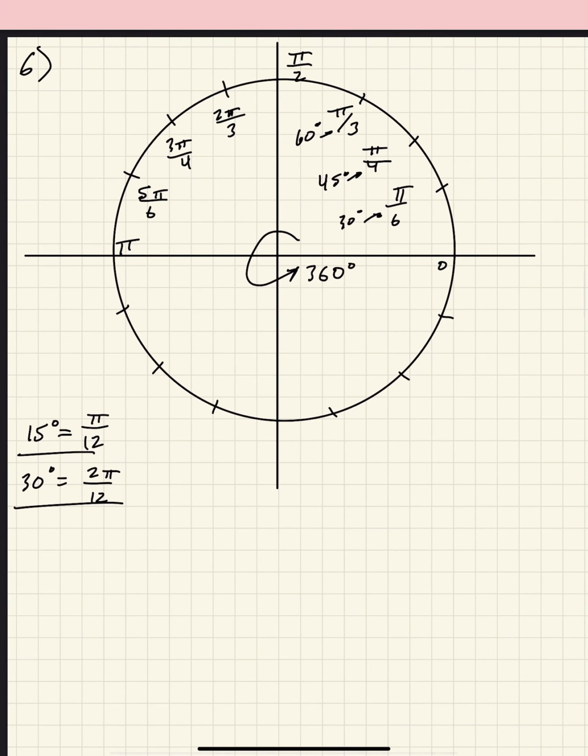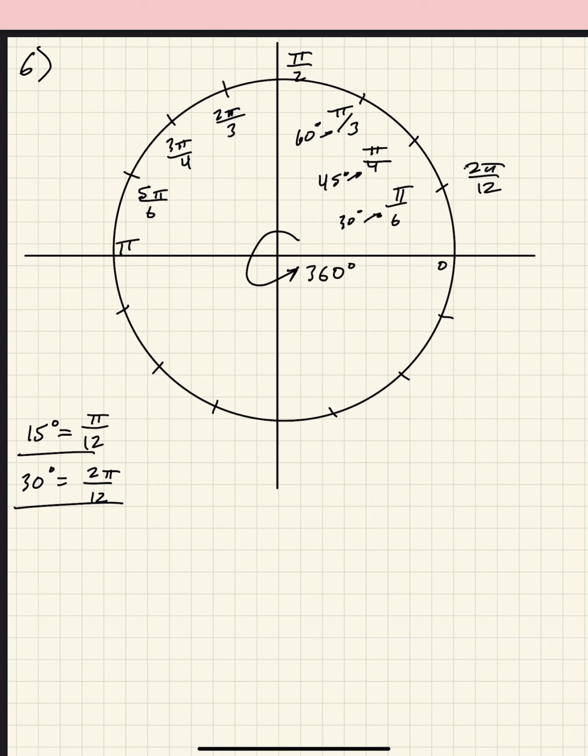Well, what we actually want to do here is get a common denominator of 12, and we want to measure our angles in a fraction of 12. So we know that 15 degrees is going to be pi over 12, which means that 30 degrees is going to be 2 pi over 12, which gives us our first answer here. So 30 degrees, or pi over 6, is also equal to 2 pi over 12. Simplifying that, we get pi over 6, exactly what we need.